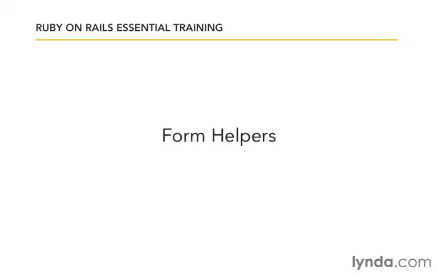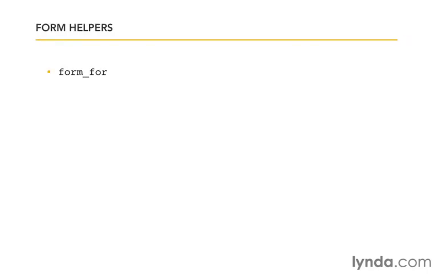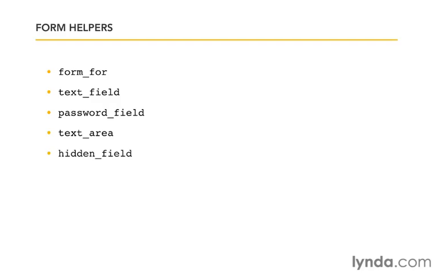We saw the basics of working with forms back when we needed forms in the chapter on CRUD, but we kept our forms very simple at the time. Now let's look at the other form helpers that Rails provides to make working with forms much easier. We've already used form_for and text_field. Rails also offers password_field, text_area, hidden_field, file_field, radio_button, and check_box.